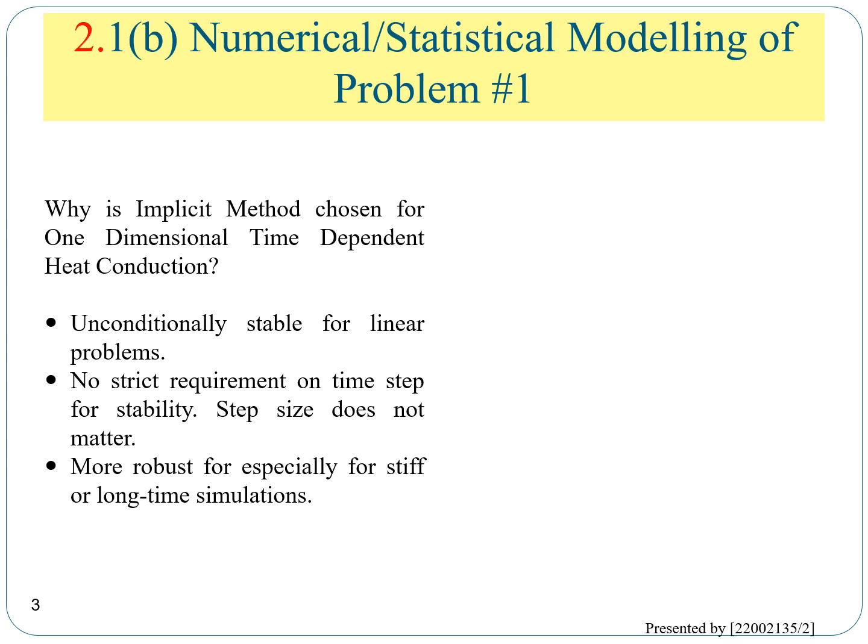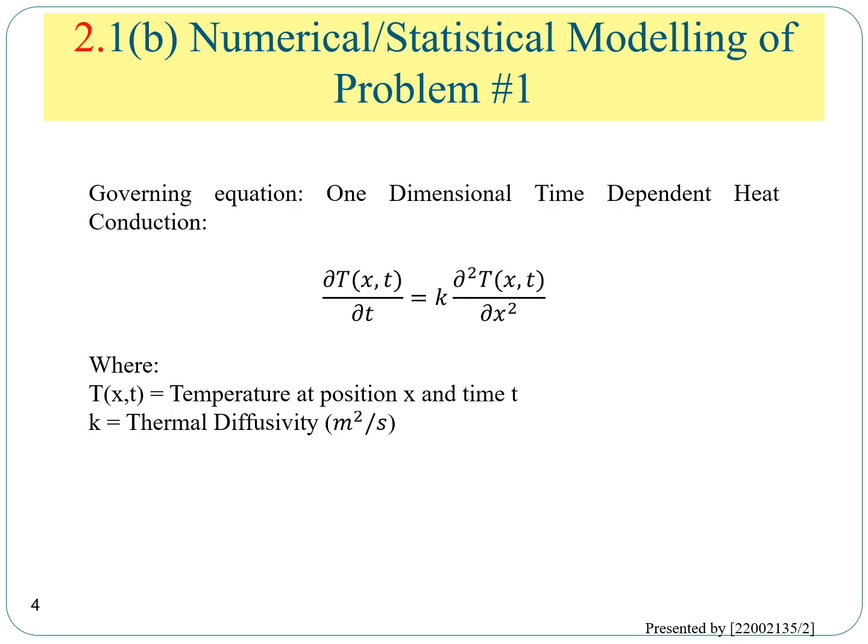Why is the implicit method chosen for the one-dimensional time-dependent heat conduction? It is unconditionally stable for linear problems, with no strict requirement on time step for stability, and more robust especially for stiff problems or long-time simulations. So here are the governing equations.